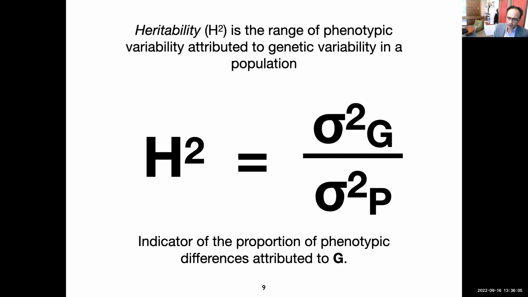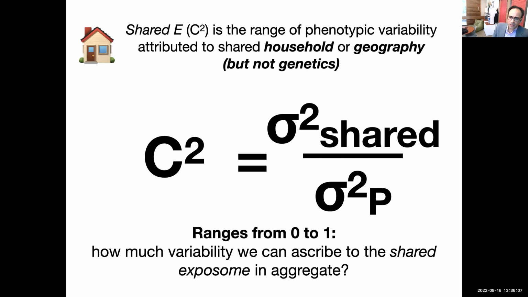The ratio between the two varies from 0 to 1. And a quantity that exposomics should embrace is C squared, the difference between C squared and the rest of the variation. That's the shared variation that might come from household that's not due to genetics in the total phenotypic variation. Again, it ranges from 0 to 1, and it's assessing, like an R squared, how much variation we could ascribe to the shared exposome.